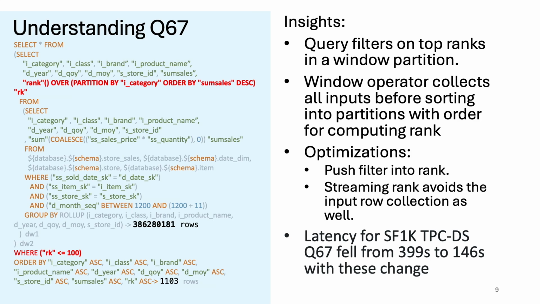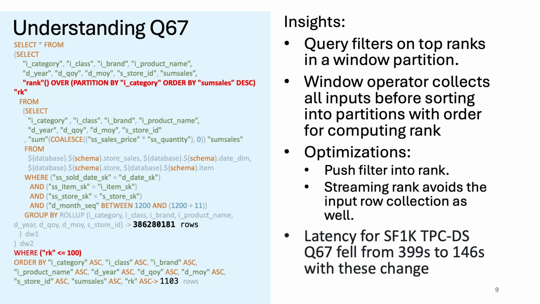The rank computation today is done with the window operator. What the window operator does today is it gets all the input, stores it in an internal row container, then does a big sort at the end of seeing all the input, where it uses the partition by and the order by to sort the data and demarcate the partitions. After it identifies all the partitions, it computes the rank for all the rows, and only after this window operator do we do a filter to take the top 100 ranks. Now this is very inefficient, and we can do much better.